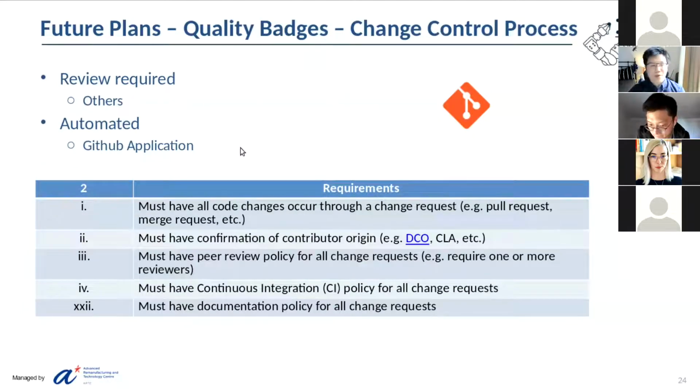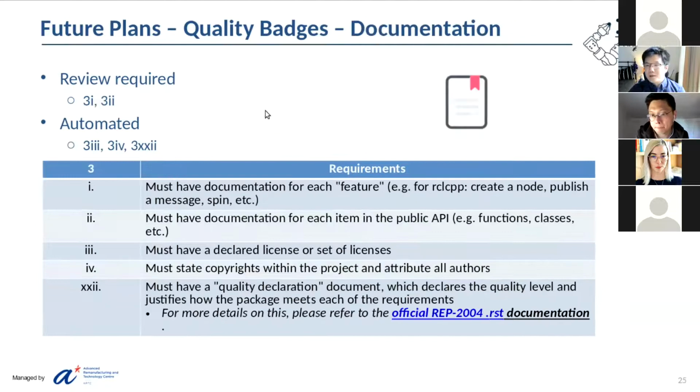And for change control process, some of the existing tools are actually tracking how long it takes to address some of the issues that are proposed. And so probably we need some kind of GitHub integrations in there. For documentation, we can check whether there is a declared license or whether there are copyright statements, whether there is a quality declaration, and what is the current quality level for your repository. But for some of the other things, there are requirements for review.